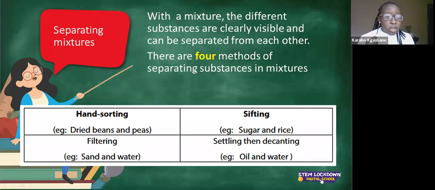All right. Remember those 4? We will be doing a very quick quiz at the end, and maybe this question might come up. The 4 methods of separating mixtures: hand sorting, sifting, filtering, and then settling and decanting. All right, let's move on.